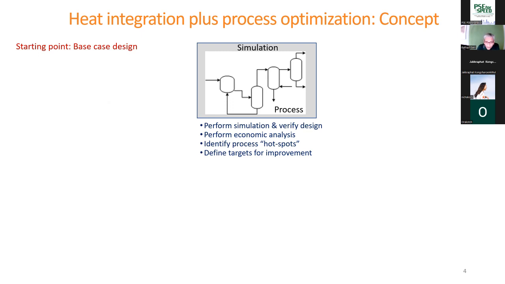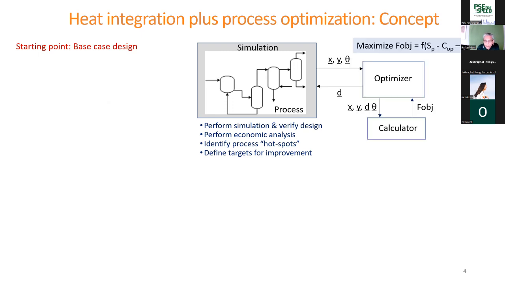So once we have identified the targets for improvement, one way to improve the process is through optimization. We find out which are the variables that cause the hotspots, and we optimize to minimize cost and the carbon footprint. So that's one way.